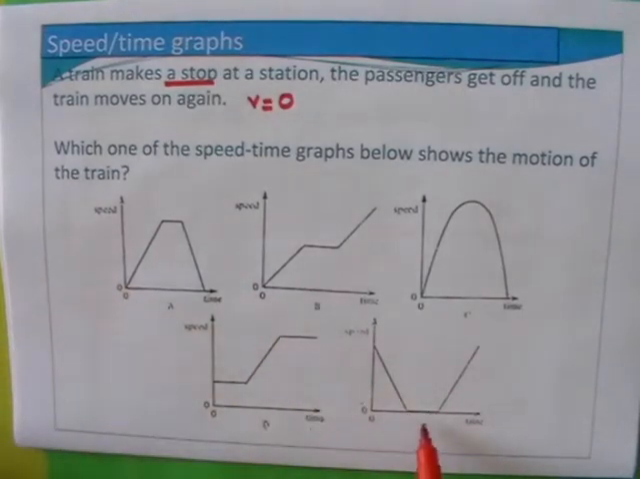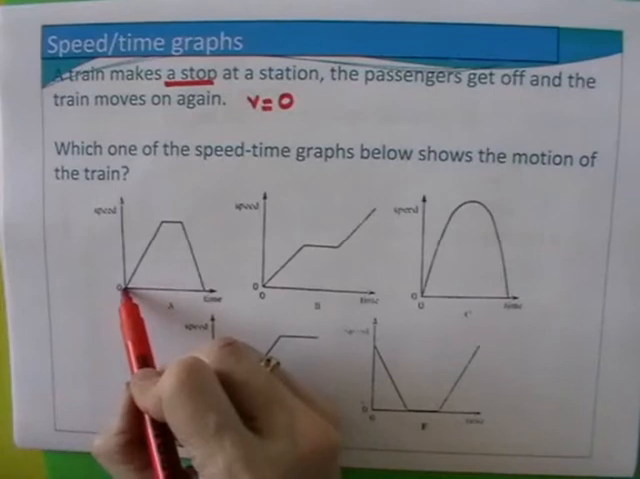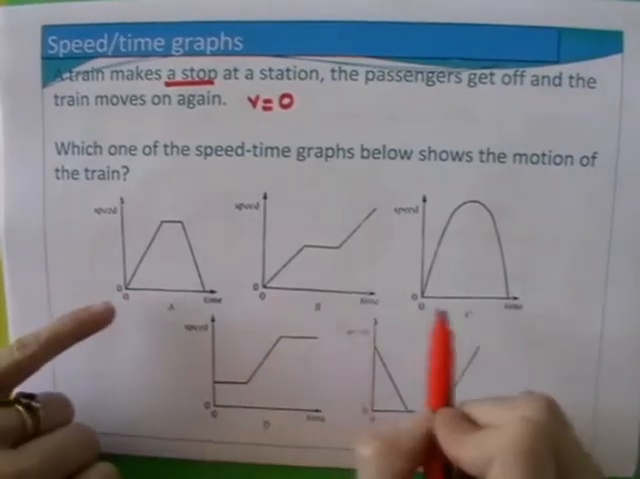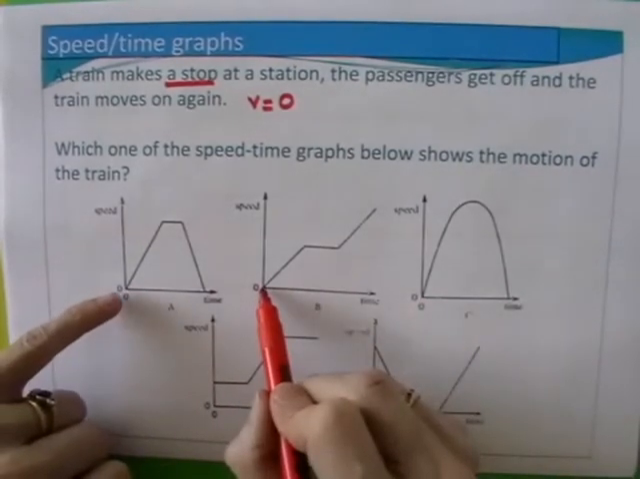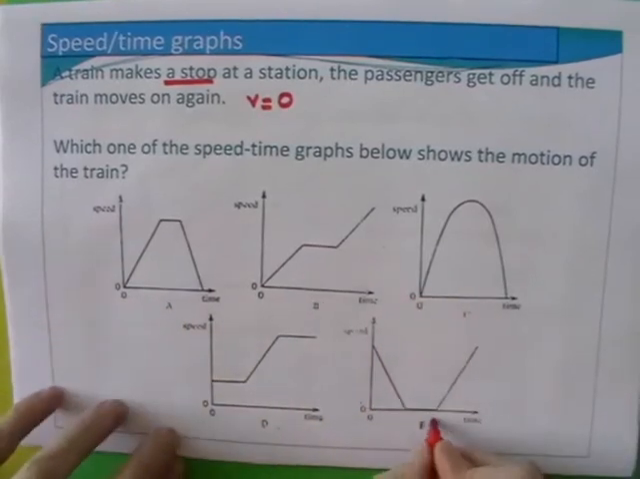Now that one looks the best at the minute because we know that the passengers have to have enough time to get off the train. Obviously for the split second here and here that the train is at 0, the passengers don't have time to get off. So the answer here must be E.